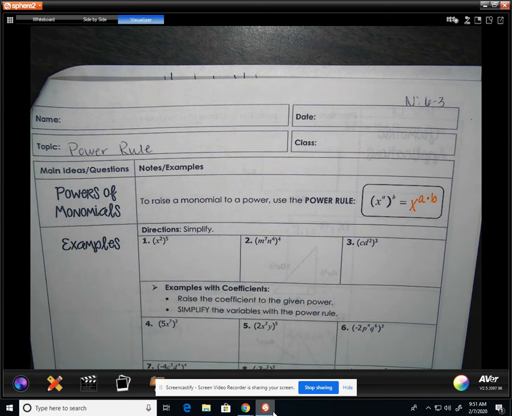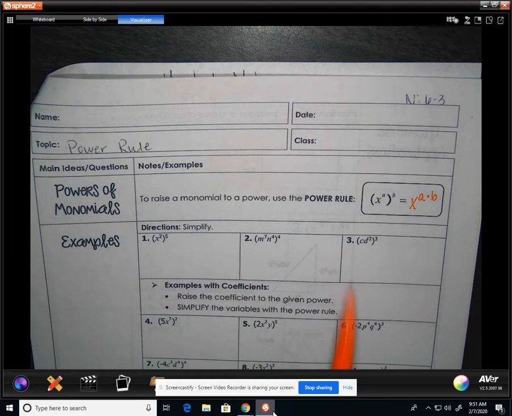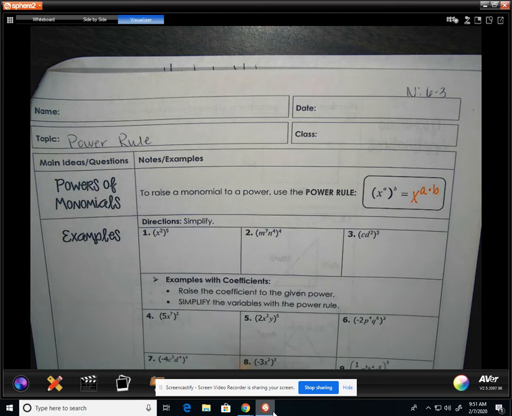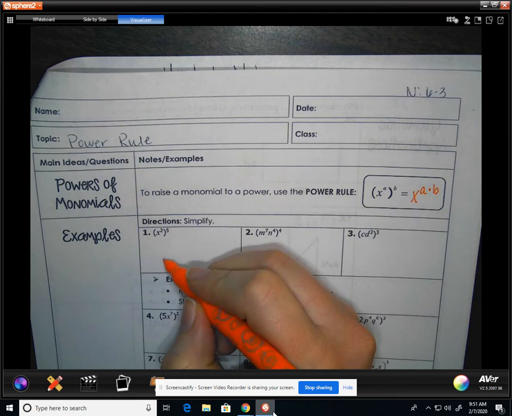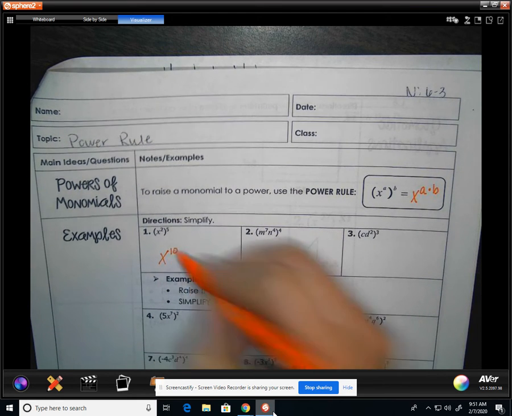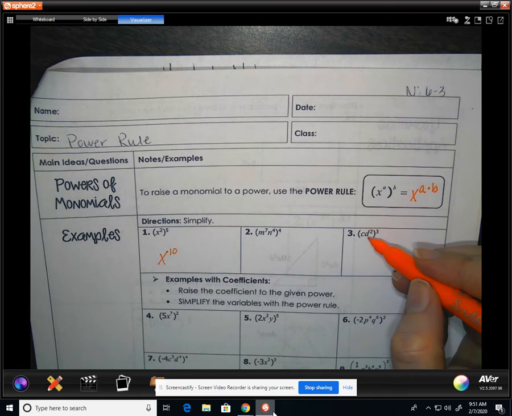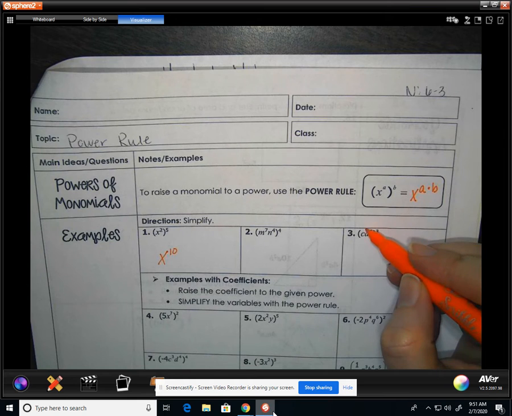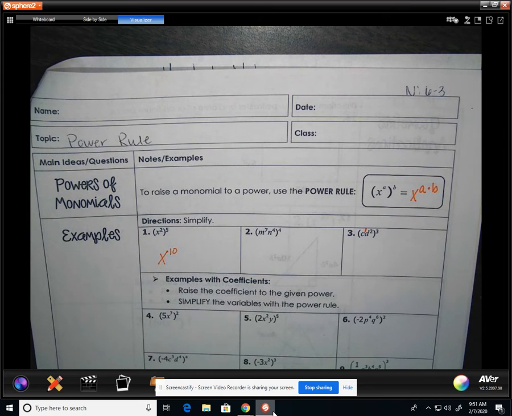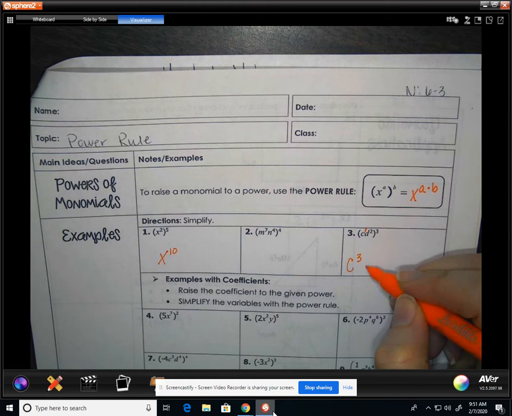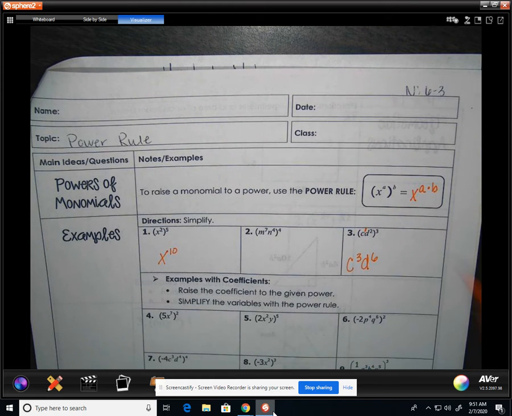So now, first off the first three, I'm going to do odds today. When you don't have a coefficient, you just multiply these exponents. So 2 times 5, that would be x to the 10th. And then I skip over number 3, cd squared to the third. Now there is a 1 on c. Don't forget about that 1. So 1 times 3 will give me c to the third, and 2 times 3 will give me d to the 6th when I multiply.